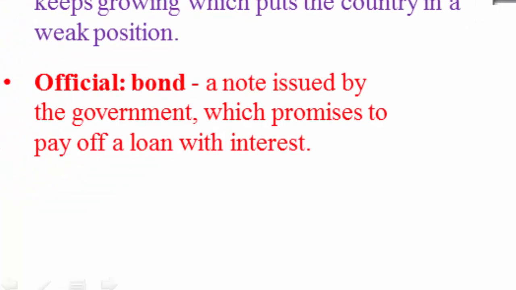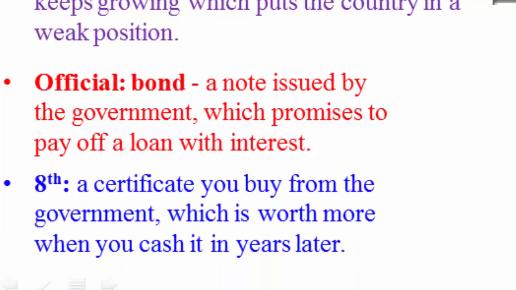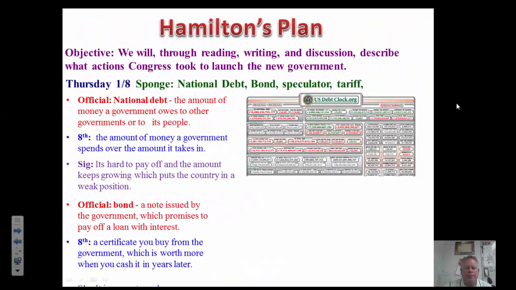Second word, bond, a note issued by the government which promises to pay off a loan with interest. A certificate you buy from the government which is worth more when you cash it in years later. It's a way to make money.